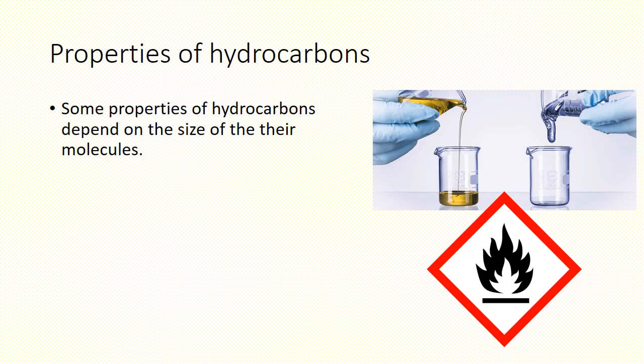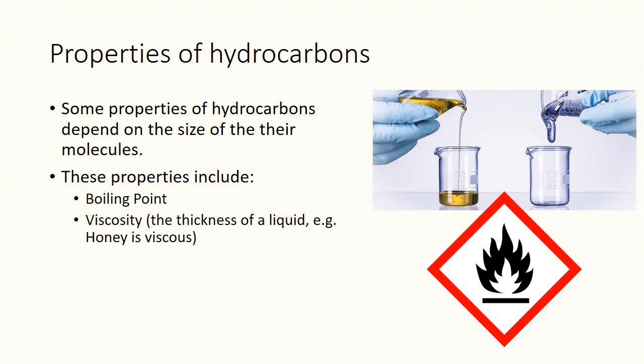There are three properties which you need to be able to identify the trend in and to be able to explain the trend in. So the first one is the boiling point. We've just had a look at that. So you could see that the boiling point increases with molecule size. The second one is the viscosity. So viscosity is a measure of how thick the liquid is.